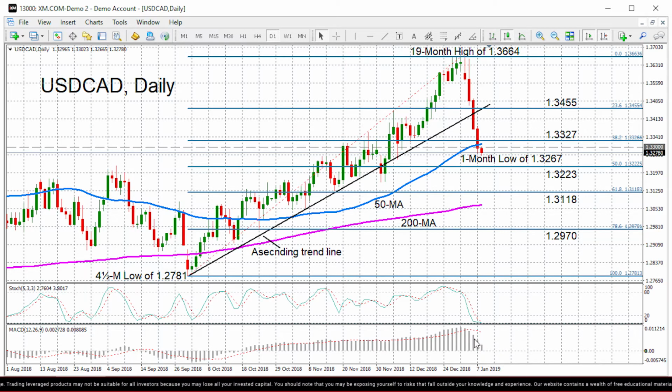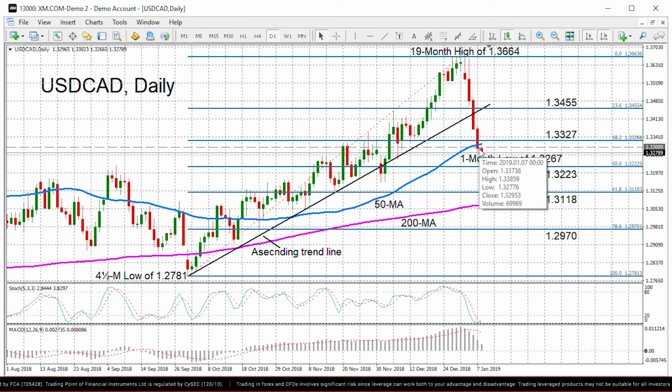But looking at the MACD, we can see the histogram continues to decline, falling towards zero and way below its red signal line. So with further losses, we would see the 50% Fibonacci at 1.3223 coming into focus. A break below that level could accelerate the declines. We could see further losses, and then below that we've got the 61.8% Fibonacci at 1.3118. In the medium-term picture, the pair is just about holding to its bullish outlook.